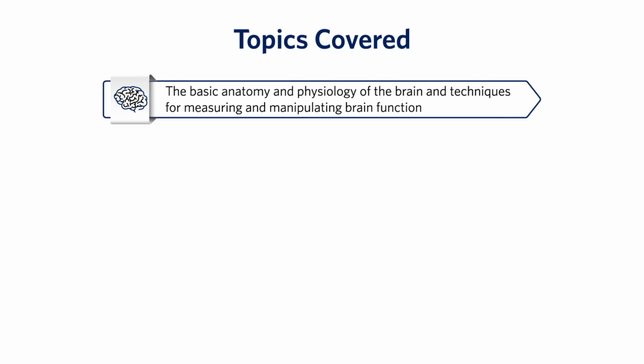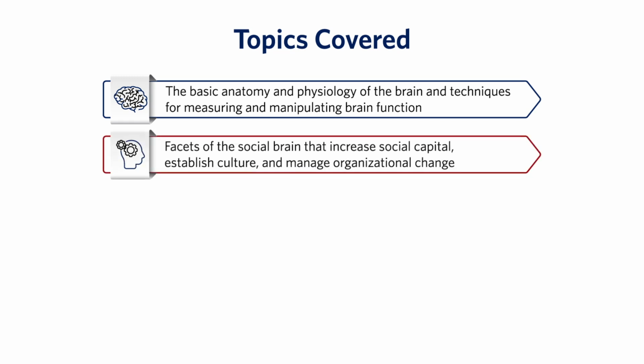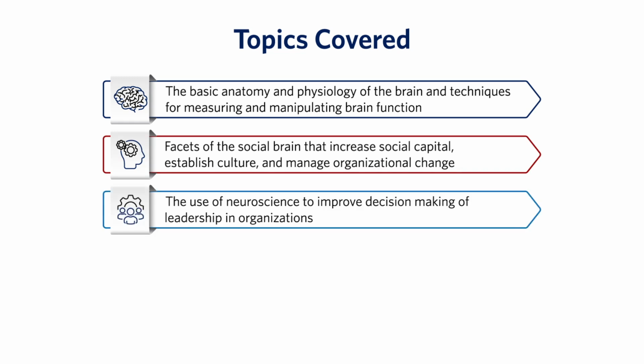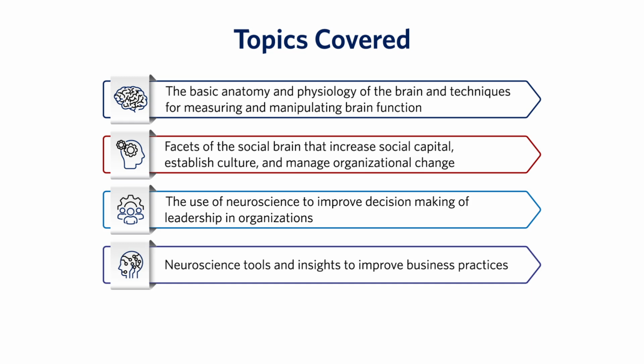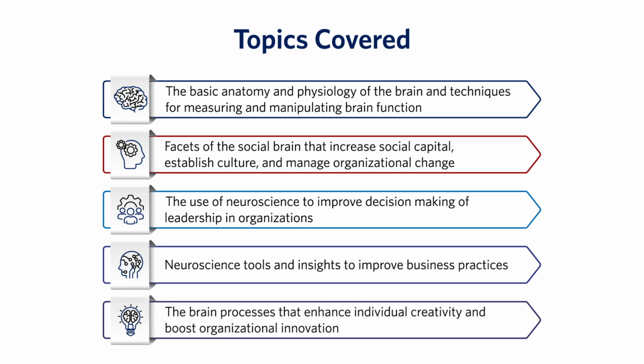To accomplish all of this, we'll focus on a number of different things. These include the basic anatomy and physiology of the brain and techniques for measuring and manipulating brain function, facets of the social brain that increase social capital, establish culture, and manage organizational change, the use of neuroscience to improve decision-making of leadership in organizations, neuroscience tools and insights to improve business practices, and finally, the brain processes that enhance individual creativity and boost organizational innovation.